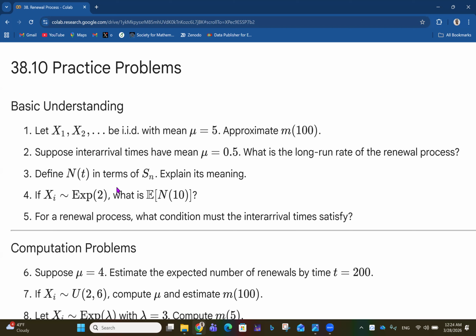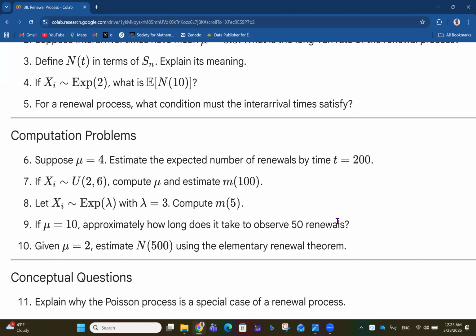Then m(100) is another way of saying in the long run, like at time 100, that's a lot of time steps away from the beginning, right? Define N(t) in terms of Sn, then explain its meaning. We've seen all that. Then Xi is exponentially distributed with parameter 2. What is the expected value of N(10)? Then for a renewal process, what condition must the interarrival times satisfy? We saw all that already.